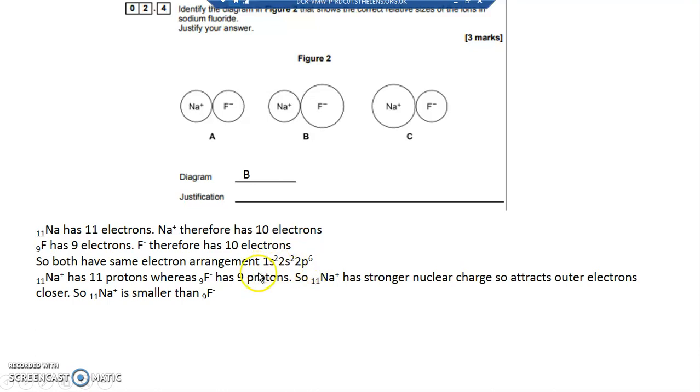So they've both got that electron arrangement, but the difference is that sodium, Na, has still got 11 protons, and F has got 9 protons. So same number of electrons, same electron configuration, but Na plus has still got 11 protons, whereas F minus has only got 9 protons. So Na plus has a stronger nuclear charge, so it's going to attract the outer electrons more strongly. They're going to come in more closely, so Na plus is smaller than F minus, and that's why it's B.